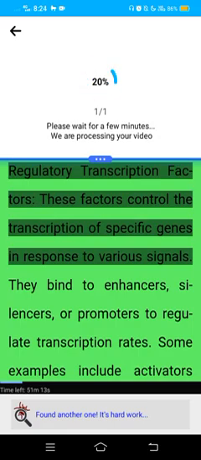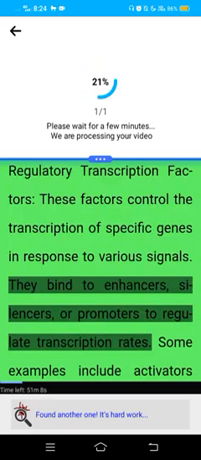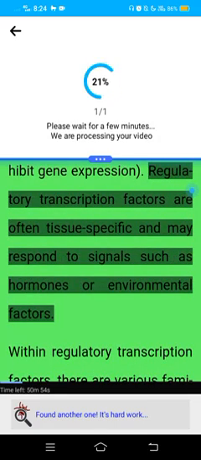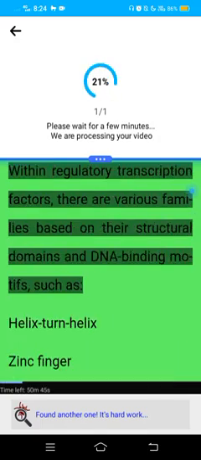Regulatory transcription factors. These factors control the transcription of specific genes in response to various signals. They bind to enhancers, silencers, or promoters to regulate transcription rates. Some examples include activators, which enhance gene expression, and repressors, which inhibit gene expression. Regulatory transcription factors are often tissue-specific and may respond to signals such as hormones or environmental factors.